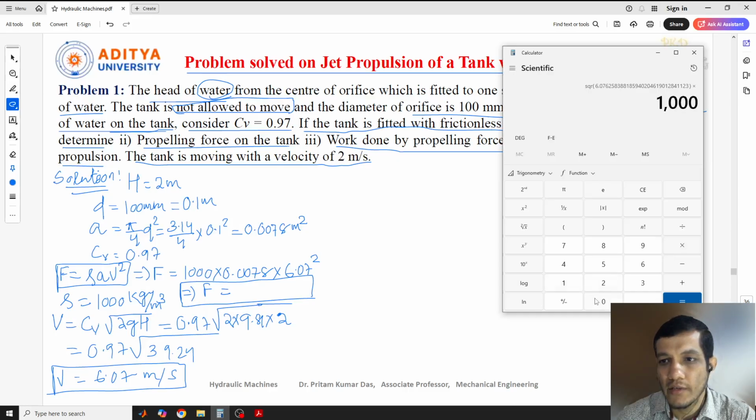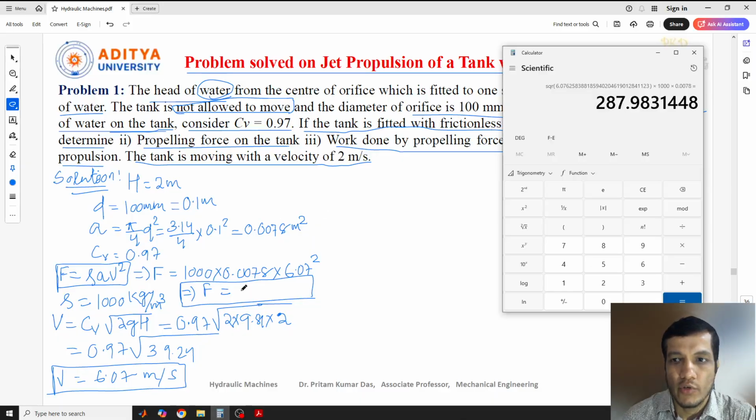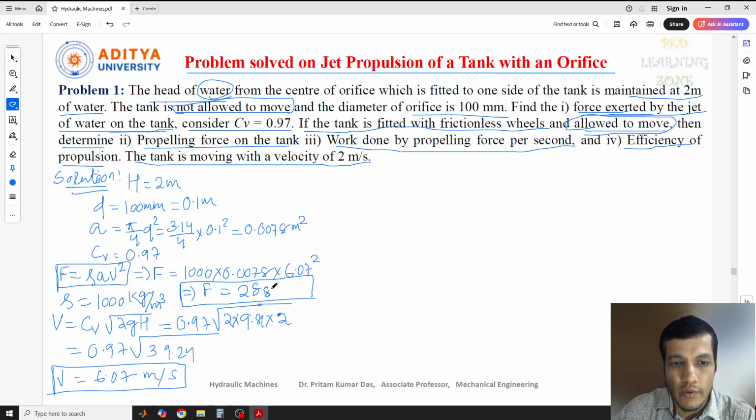This is 1000, and again multiply 0.00287.98. So near about 288 we can consider here. So this is F equal to 288 Newton. So this is the force which is exerted by the jet of water on the tank when the tank is not allowed to move. But when you fix some frictionless wheels, the tank can start moving.